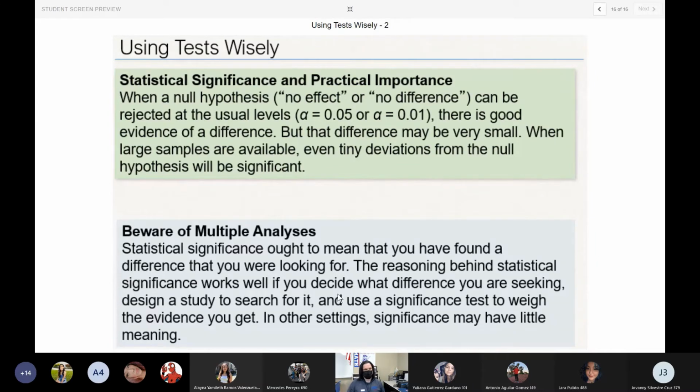So it's kind of saying the context of this matters. Sometimes finding significance isn't really that important based on the study that you're doing, but that again depends largely on the context.